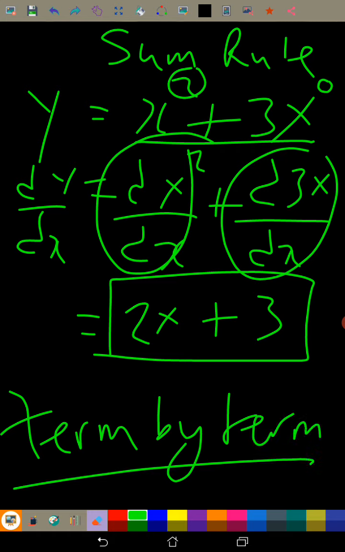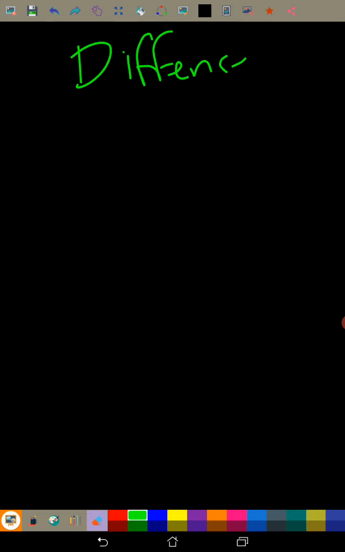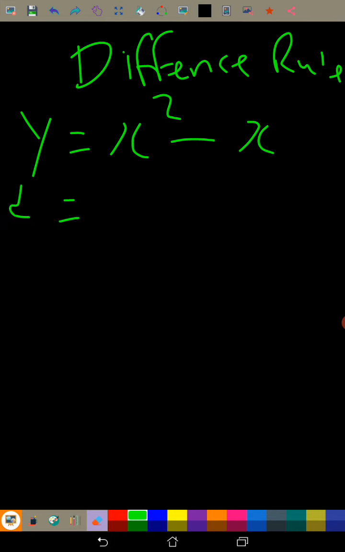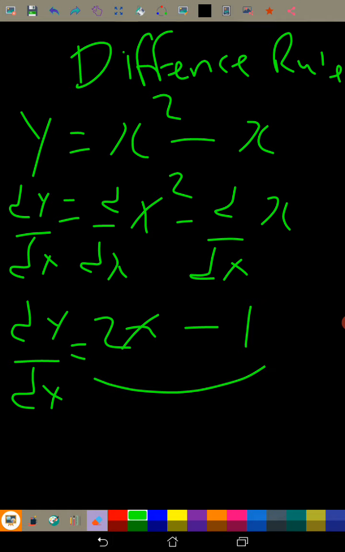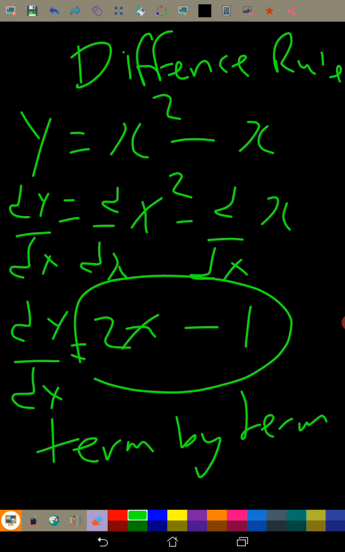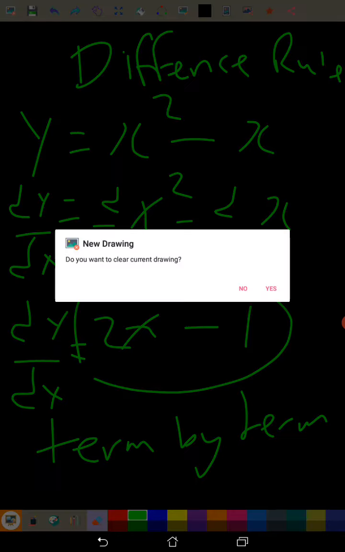Alright, so that's done. That was for the sum, and we just have the same for difference. Difference is just subtraction. Difference rule. This time we have y is equal to x squared minus x. So we can just say dy by dx is going to be d/dx of x squared minus d/dx of x. And we're just going to have 2x minus 1. And that's the dy by dx, that's the derivative. So again, we're going term by term. Easy. So nothing to remember really.